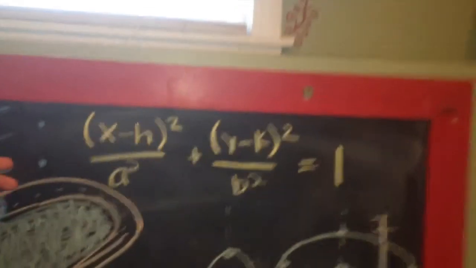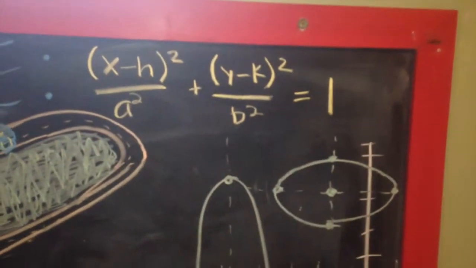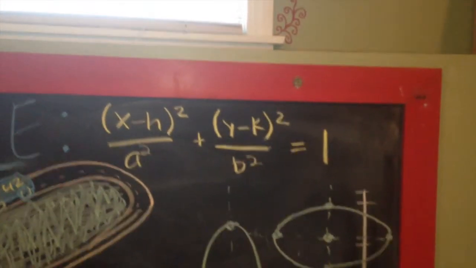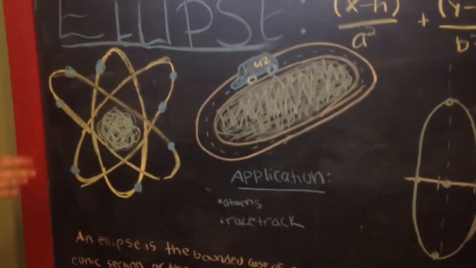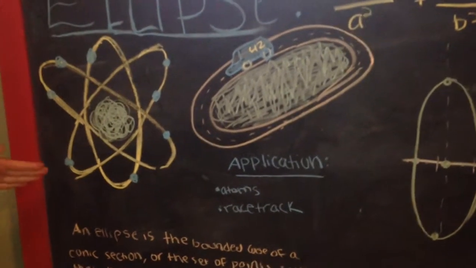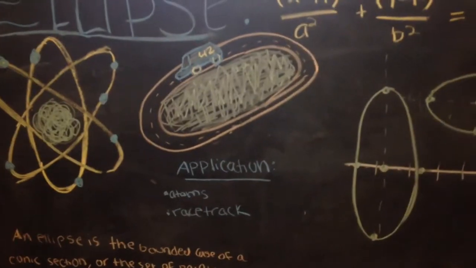Now, the equation for an ellipse is (x minus h) squared over a squared plus (y minus k) squared over b squared equals 1. One application for an ellipse would be an atom, with the electrons going in an ellipse pattern around the atom, or a racetrack.